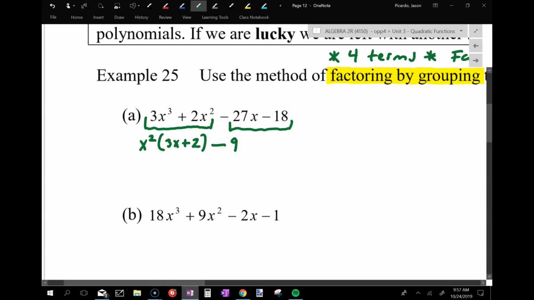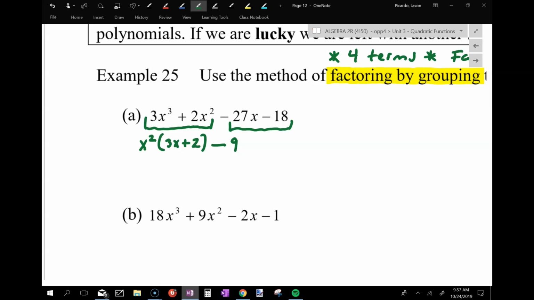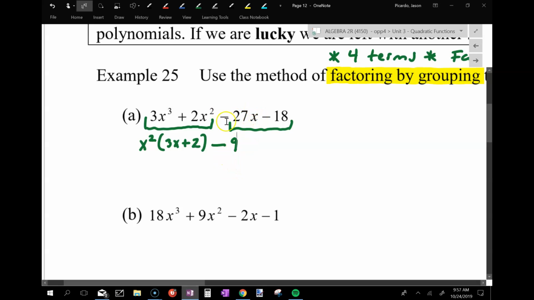Now watch, guys. When I write that 9 down, did I really write down 9? I really wrote down -9, right? Because that sign I told you guys to what? Keep there, right? Does -9 go into -27x? Yeah, how many times? 3x times. Does -9 go into -18? Positive twice.